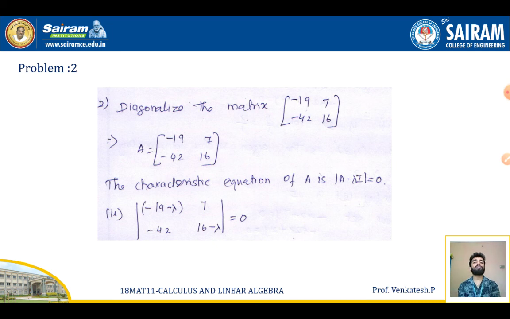The first thing we have to do is find the eigenvalues. To find the eigenvalues, make the characteristic equation, determinant of A minus lambda I. So first I'm going to make A minus lambda I. A is the given square matrix and I is an identity matrix. Since A is a 2 cross 2 matrix, I'll be taking I also as a 2 cross 2 matrix.